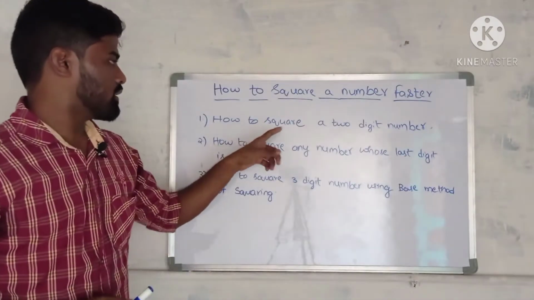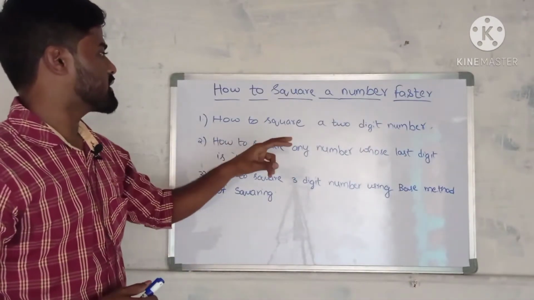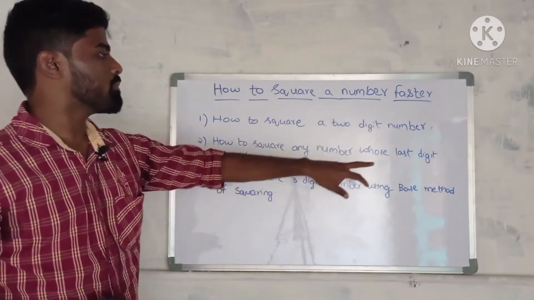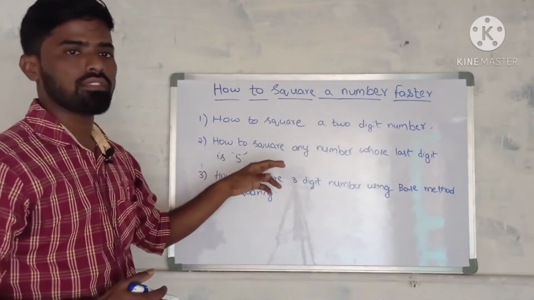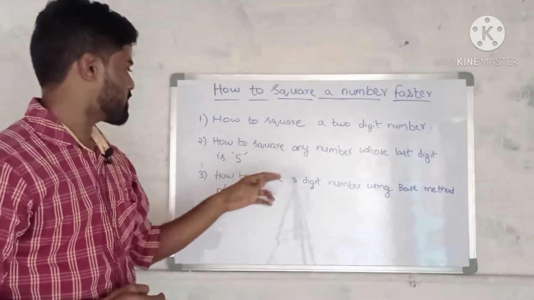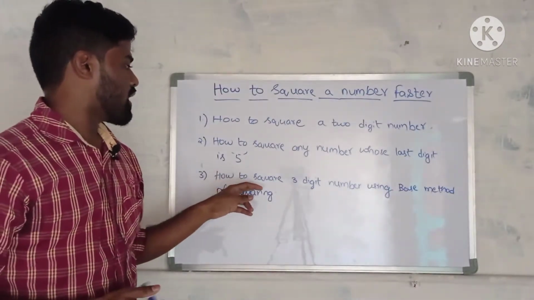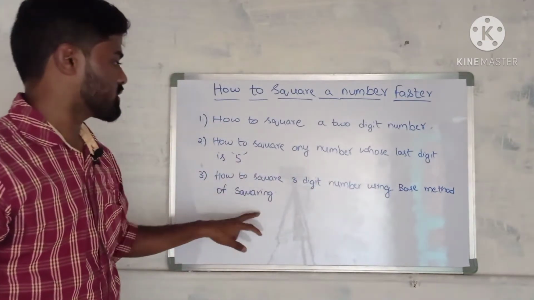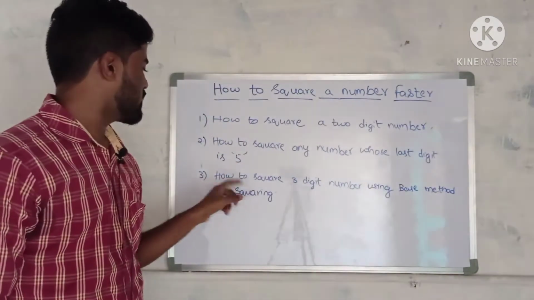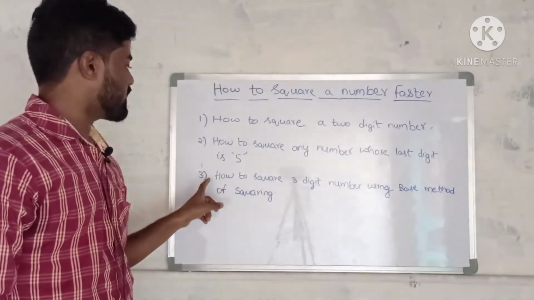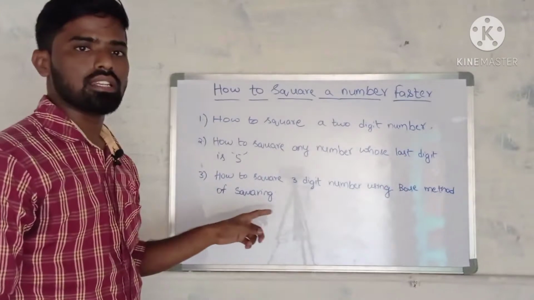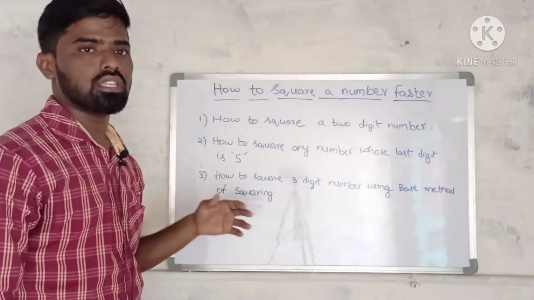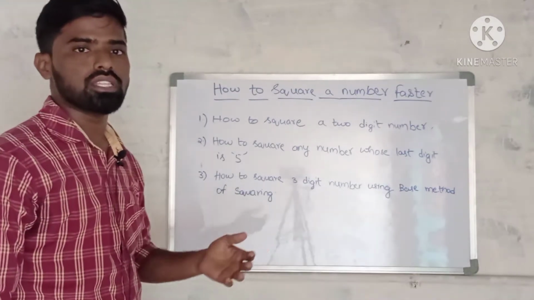In total there are 3 topics. First we will see how to square a 2-digit number, then how to square any number whose last digit is 5, like 95, 105, like those numbers. Last we will see how to square a 3-digit number using the base method of squaring. By the end of the third topic, everyone can solve the square of any number within less time. By practicing this method for a few days, you can even solve the square of any number without using pen and paper.